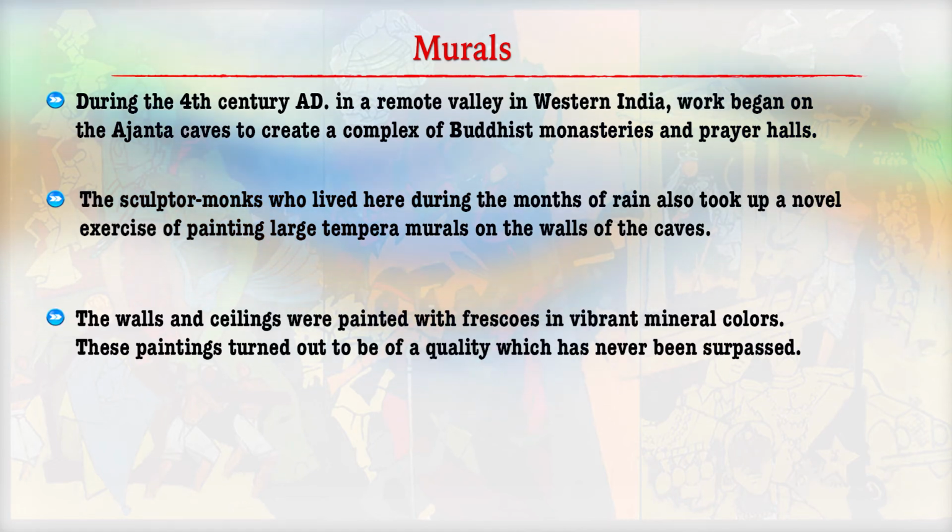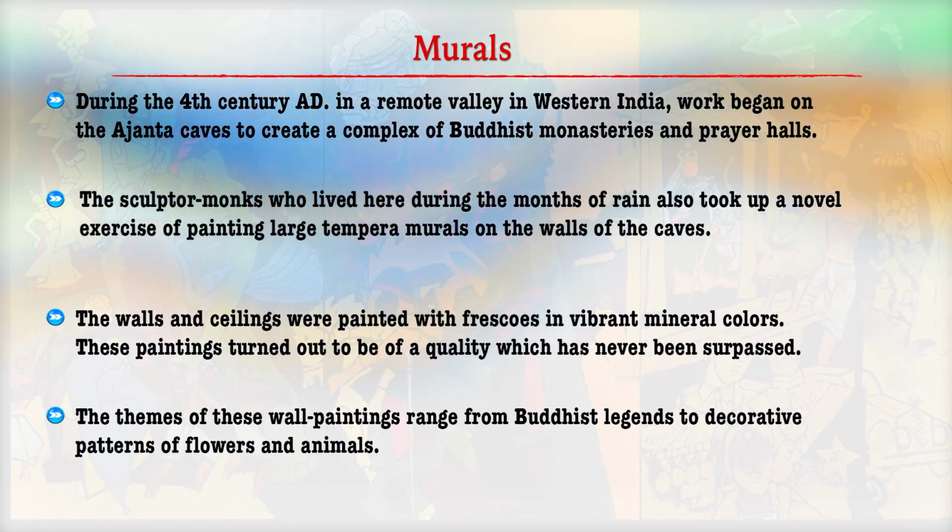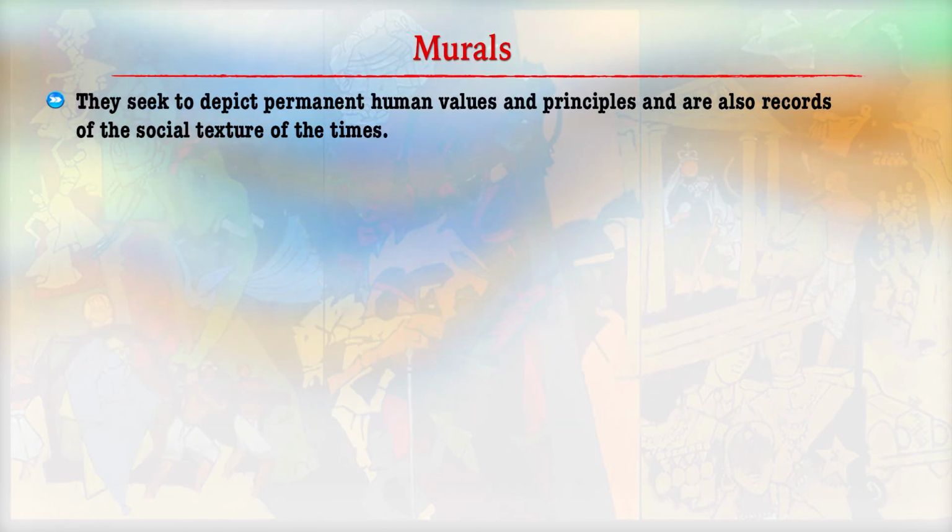The walls and the ceilings were painted with frescoes in vibrant colors. These paintings turned out to be of a quality which is of global standards. The themes of these wall paintings range from Buddhist legends to decorative patterns of flowers and animals. They depict human values and principles and also record the social texture of the time.